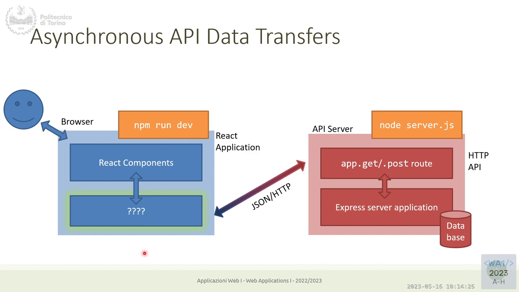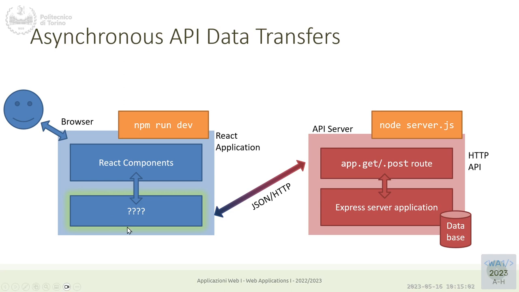On the other hand, we have a web application. Maybe it's React. We are running that with npm run dev, and it will start a web server on a given address and port, which will deliver content to the browser. The components will render inside the browser and the user can interact. At a given point, our React components would like to send a request to the API server. So this is the box we are working with.